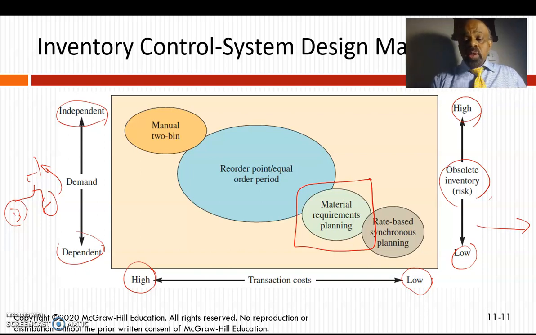And also, since we are using the economic order quantity, or a lot for lot, or a particular quantity, we can say that the obsolete inventory risk is going to be low. Not very low, but low. So this is probably a good way of designing the inventory control system.